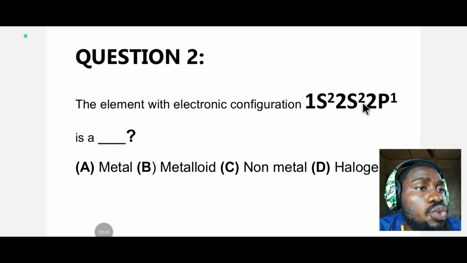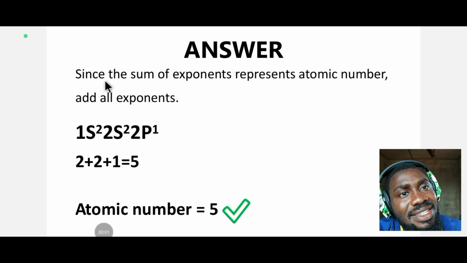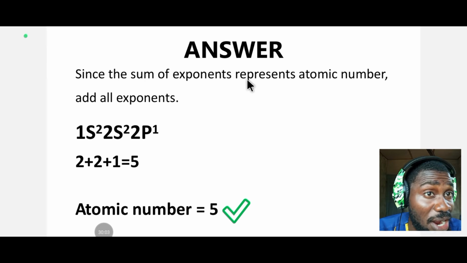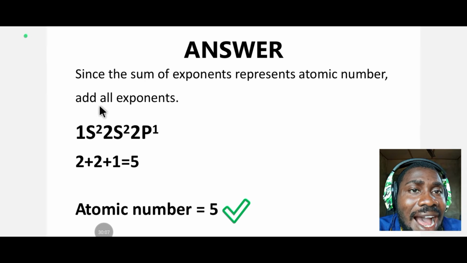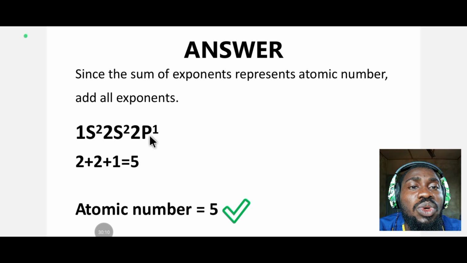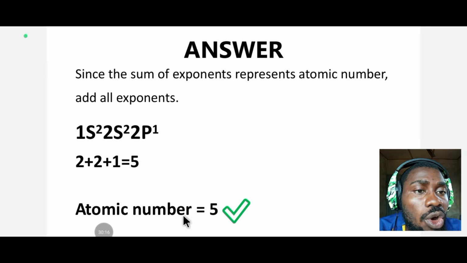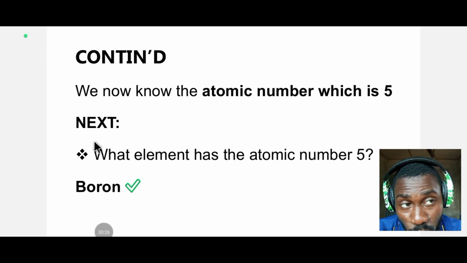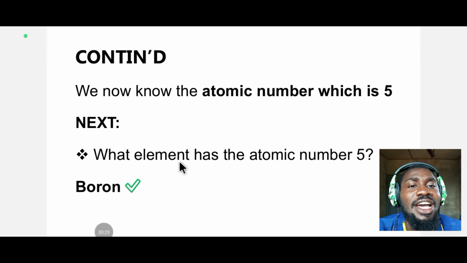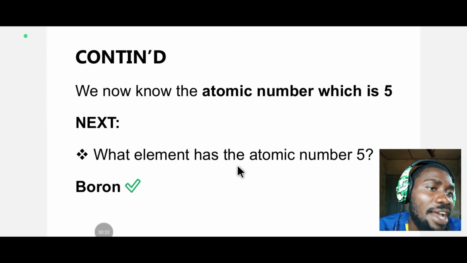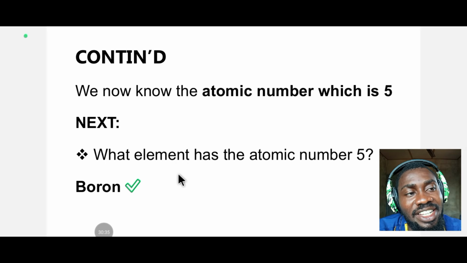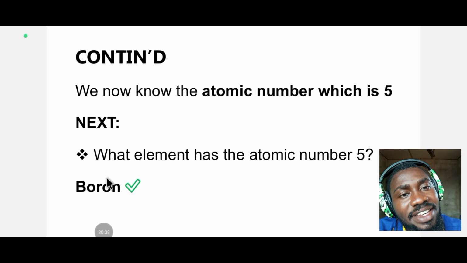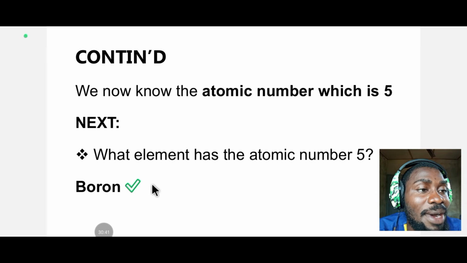Let's add it. 2 plus 2 is 4. Plus 1, that's 5. So since the sum of the exponents, the raising powers, represents the atomic number, we add all exponents and we got 5. So the atomic number is 5. We now know the atomic number of the element. So the big question now is, what element has the atomic number 5? Hydrogen, helium, lithium, beryllium, boron. The answer is boron. Boron has the atomic number 5.